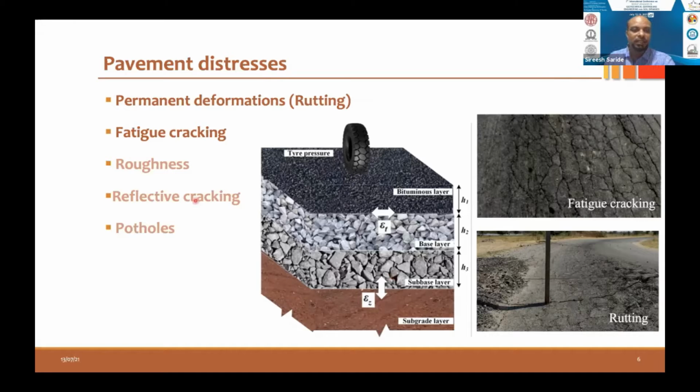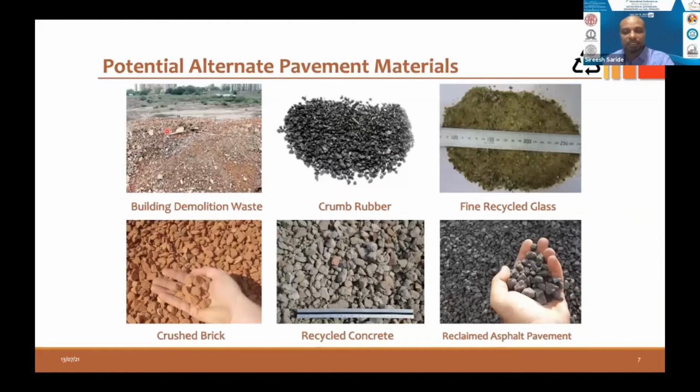Otherwise, we also see a lot of other problems like roughness, reflective cracking, and potholes. I'm not getting into these details, but the pavements are designed generally for the first two. If you look at the alternate materials to be used to meet the requirements of the nation today, several potential alternative materials can be used, and those could include, but are not limited to, building and construction waste, crumb rubber, fine glass aggregates, crushed bricks, recycled concrete, and recycled asphalt pavements.